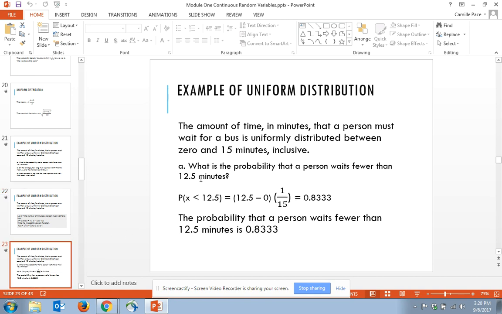All right, so let's see. For the probability that a person waits fewer than 12.5 minutes, remember I'm looking from 0 to 12.5 because it says fewer. So it's going to be 12.5 minus 0 times 1 over 15, and I get 0.8333. The probability that a person waits fewer than 12.5 minutes is 0.8333. Right? So let's look at the next one.